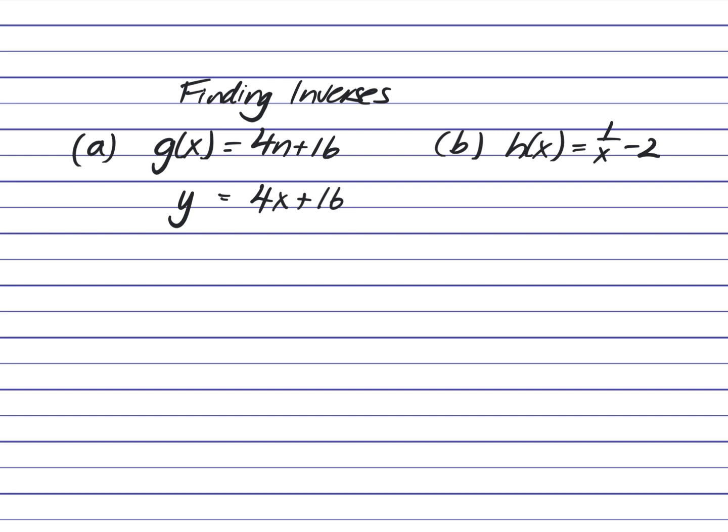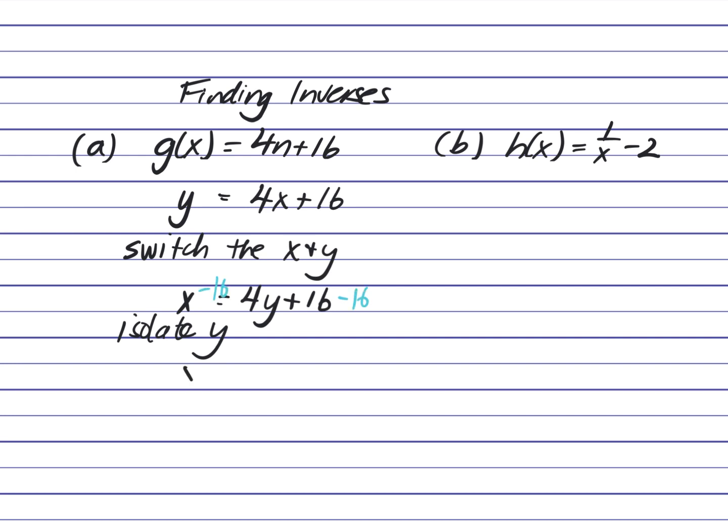Now, to find the inverse, you need to switch the x and the y. They replace each other. So I end up with x equals 4y plus 16. And then isolate the y to get the inverse. So to do that, I'm going to subtract 16 from both sides, and I end up with x minus 16 equals 4y. And then I'm going to divide both sides by the 4 to get the y by itself, because the goal is to get y by itself. So I have (x minus 16) over 4.